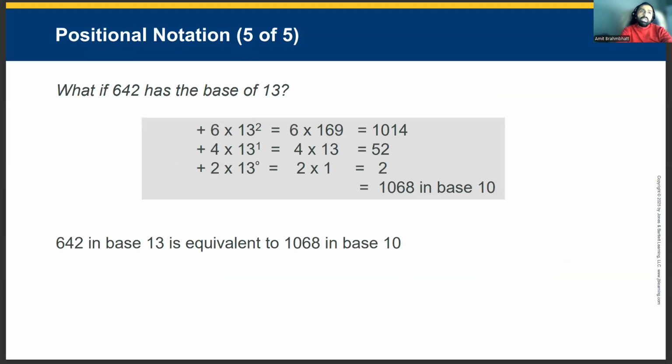Now, what if that number has a base of 13? Although the digits look the same, their meaning changes because the base has changed. The number 642 in base 13 is converted by multiplying each digit by powers of 13 rather than 10. When the values are added together, the result is 1068 in base 10. This example reinforces the idea that a numeral's value depends on its base, not just its digits.